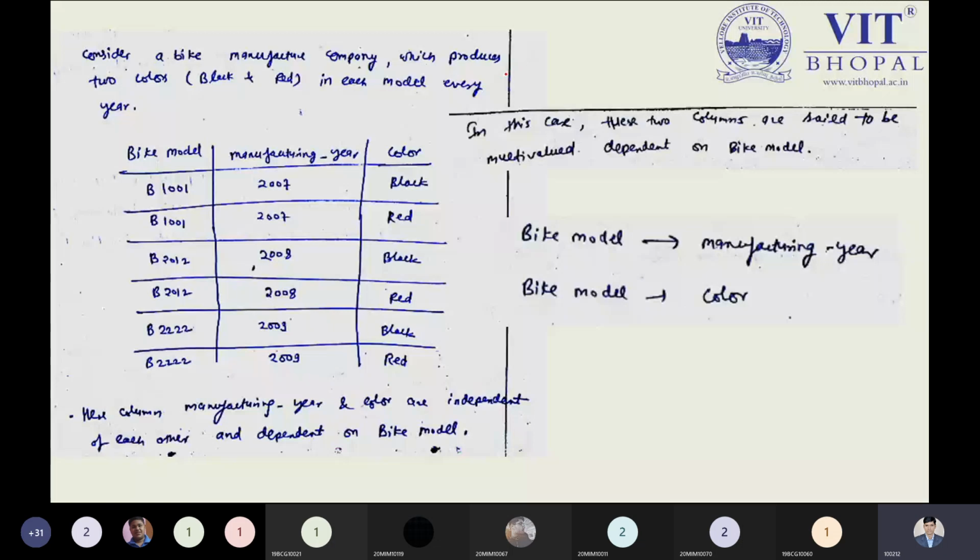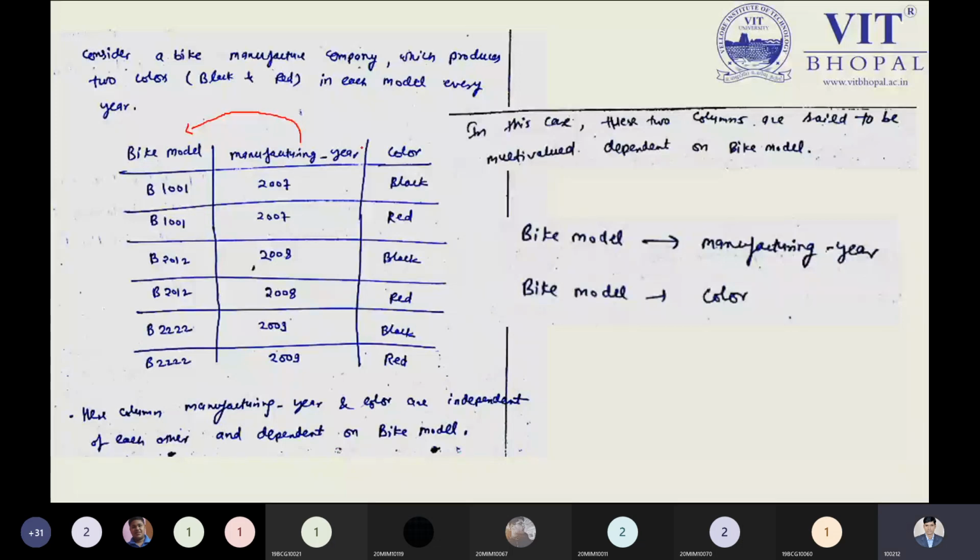In this case, two columns are said to be multi-valued dependencies on the bike model. If we have bike model, manufacturing and year over here, the manufacturing year will depend on the bike model. Can we say manufacturing year will depend on the bike model, in which year the particular model was manufactured? Am I right or not? Just tell me.